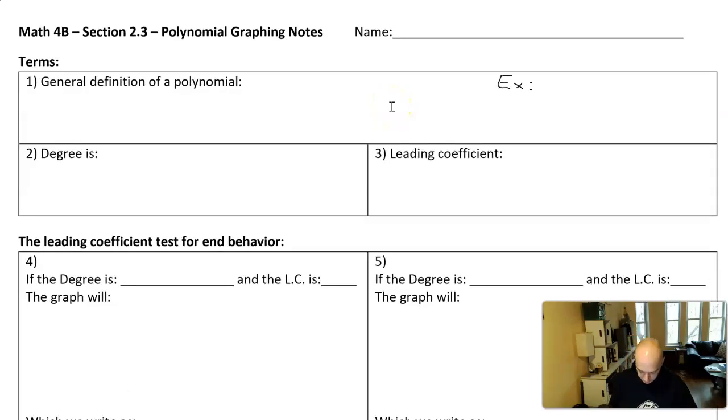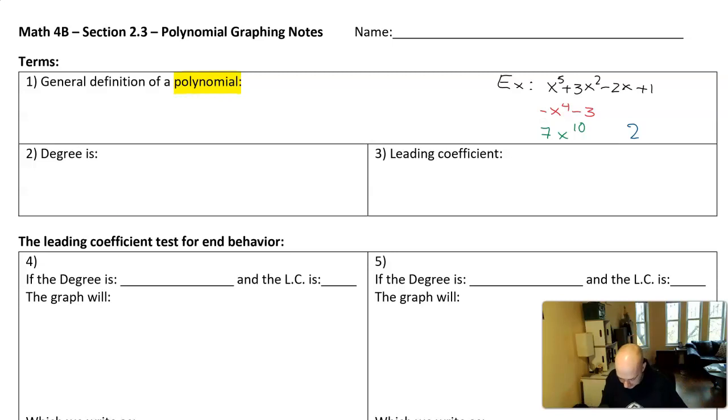So first, let's just do a little review of what the term polynomial means. We'll start with some examples. So here are some polynomials. X to the fifth plus 3x squared minus 2x plus 1, that is a polynomial. So is negative x to the fourth minus 3. So is 7x to the 10th. As is, by the way, 2. These are all examples of polynomials.